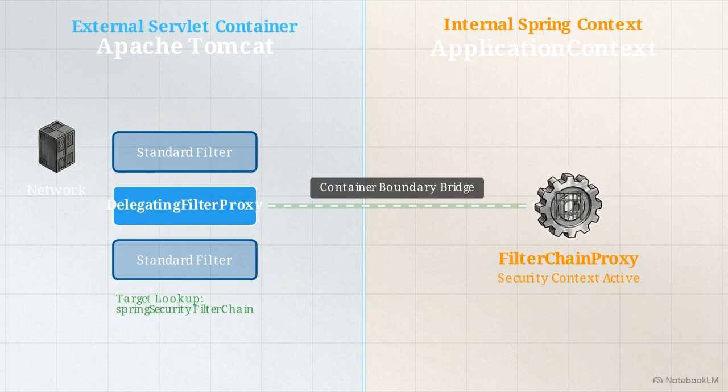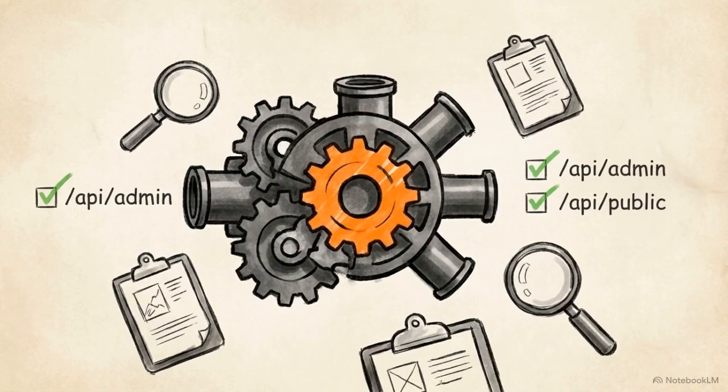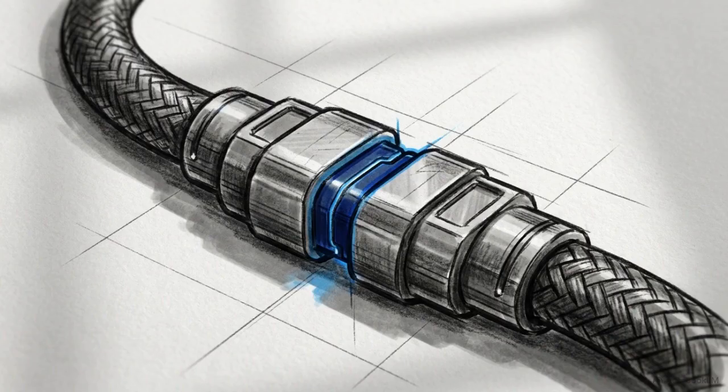called the FilterChainProxy. The FilterChainProxy serves as the core framework engine. It evaluates incoming URI patterns against your configuration to select the precise sequence of security filters the request must traverse. This handoff physically connects external network traffic to internal framework logic without violating standard Servlet API specifications.